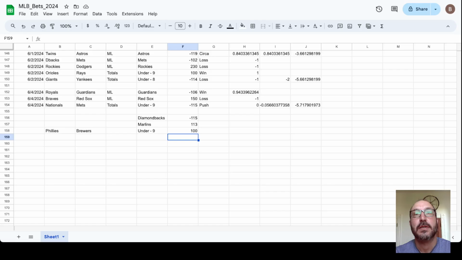So it looks like we just got the three bets for today: Diamondbacks minus 115, Marlins plus 113, Phillies Brewers under 9 at even money.